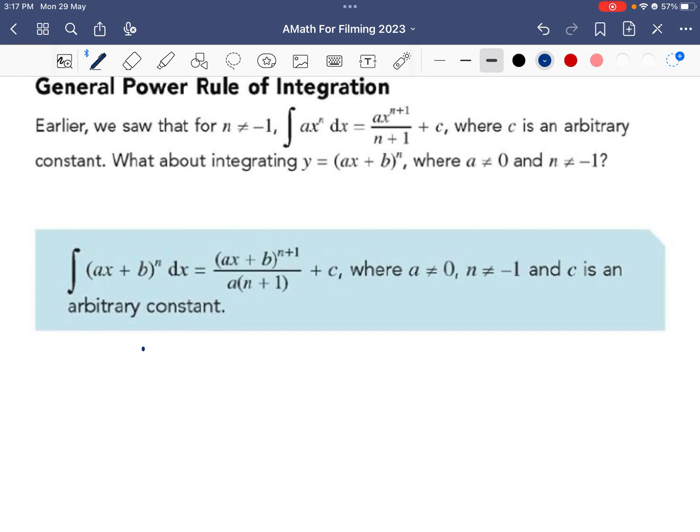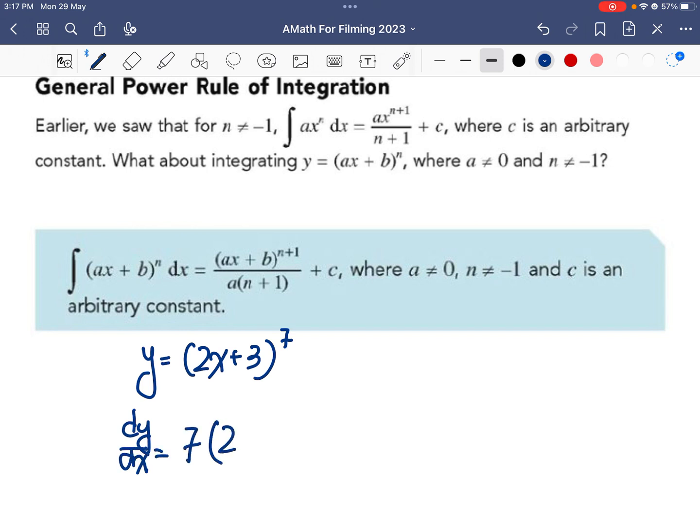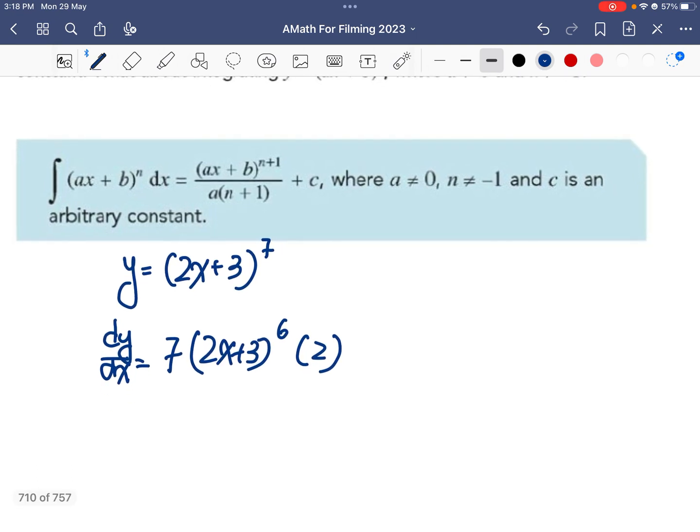Let me do something simpler for you. If y equals (2x plus 3) to the power of 7, if I apply the chain rule, what I do is take the product of 7, the index, then you have (2x plus 3) to the power of the index minus 1, 7 minus 1 is 6. Then you differentiate the 2x plus 3 to get a 2.